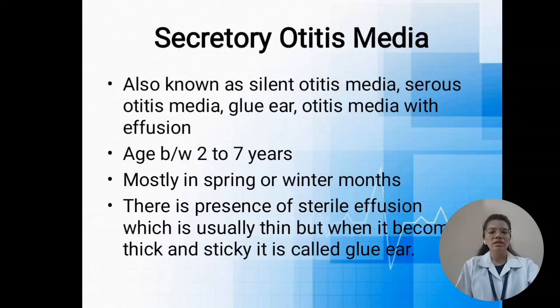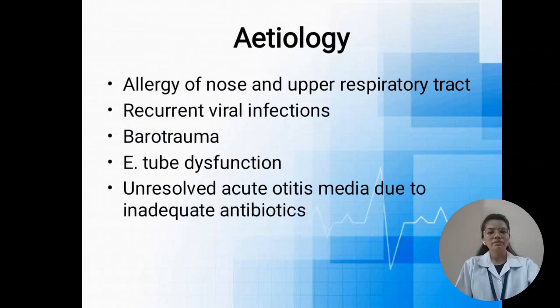It affects the age between 2 to 7 years of a child, mostly in spring and winter months. There is presence of sterile effusion, which is usually thin but can become thick and sticky, known as glue ear. Now, the etiology for secretory otitis media would be allergy of nose and upper respiratory tract, recurrent viral infections, barotrauma, eustachian tube dysfunction. These all can lead to otitis media, and resolved acute otitis media due to inadequate antibiotics.